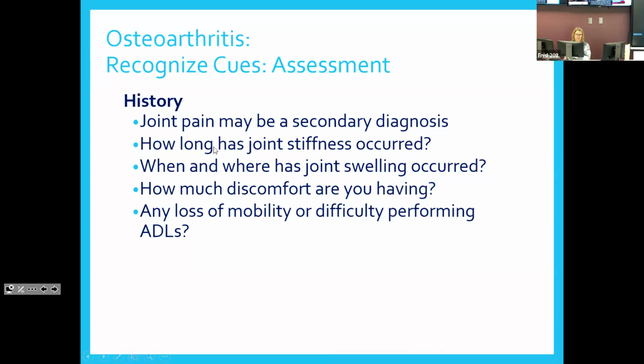So you're going to want to take a history whenever you talk to the patient to look for cues of osteoarthritis. So joint pain may be a secondary diagnosis. How long have they had joint stiffness? When and where has the joint swelling occurred? How much discomfort are you having from this joint pain? And have you had any loss of your mobility or ability to perform activities of daily living? So when you're assessing that joint pain, look at these things and ask these questions to determine, could it be from osteoarthritis?